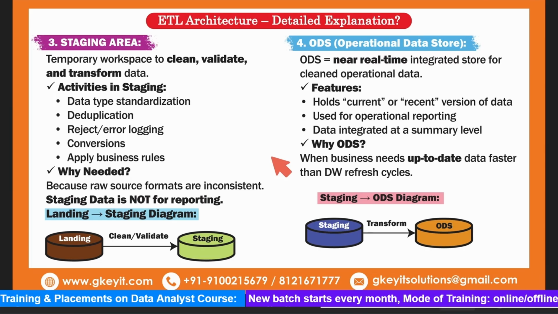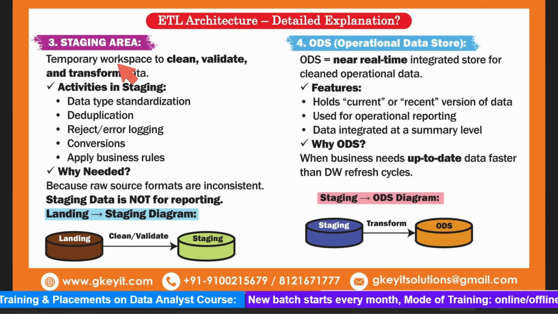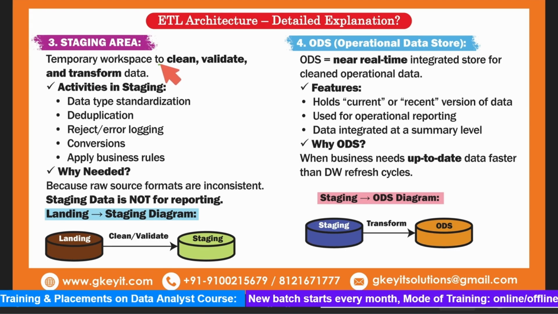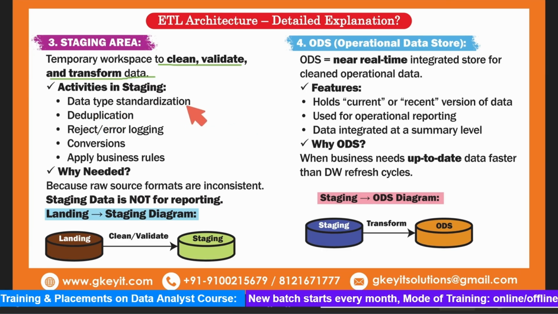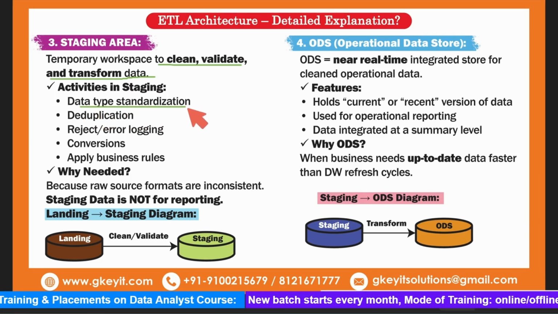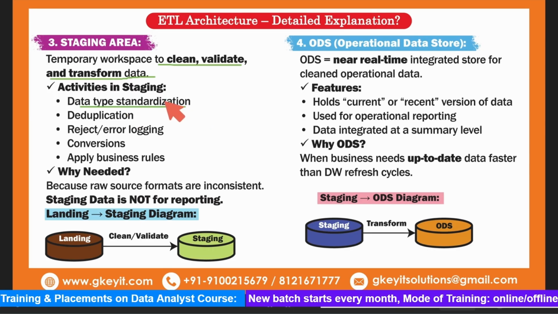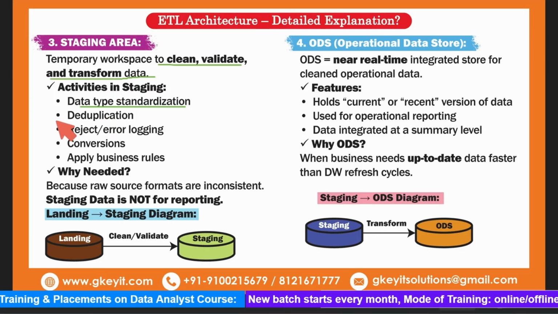Coming to the next point, that is the staging area. It is a temporary workspace to clean, validate and transform data. Activities in the staging area include data type standardization. For every data warehousing system, the dimensional models or tables maintain standard data types. They are going to be standardized in the staging area.